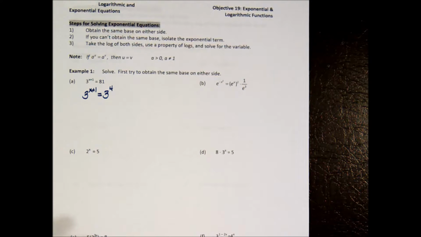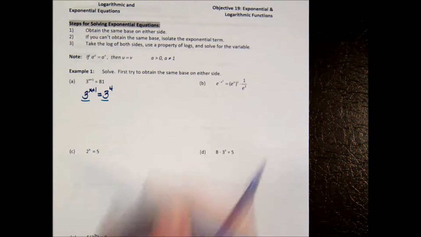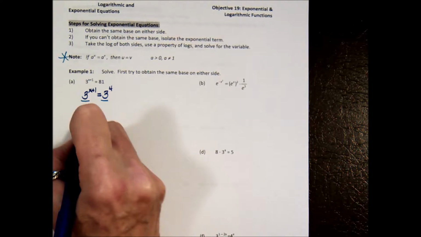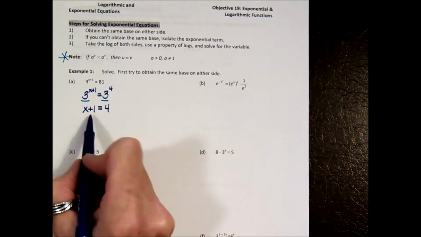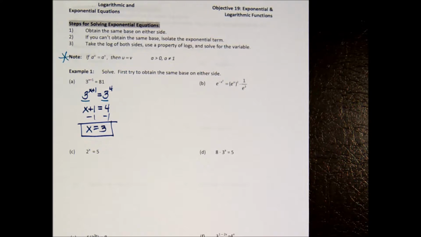So now you can see my bases are the same. So based on this property, I know that my exponents have to be equal. So x plus 1 has to be equal to 4. This is a very easy one. And I solve for x by saying subtract 1, and I get x equals 3. It's just a regular old equation.